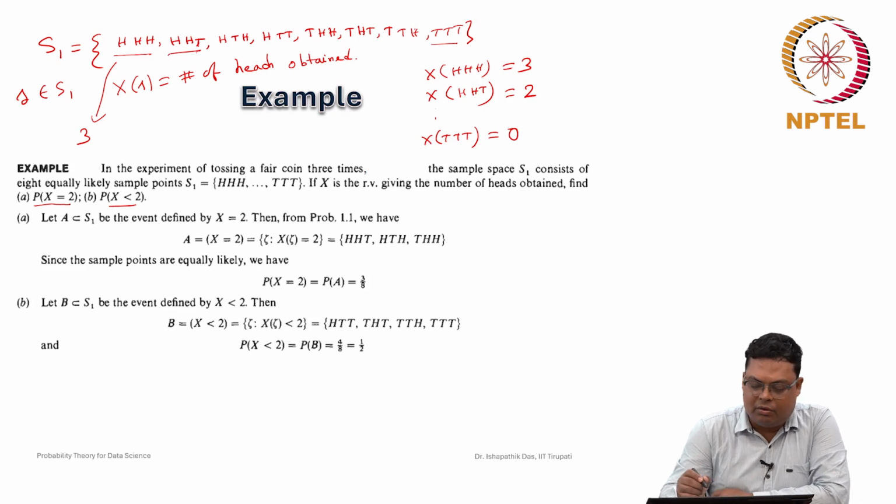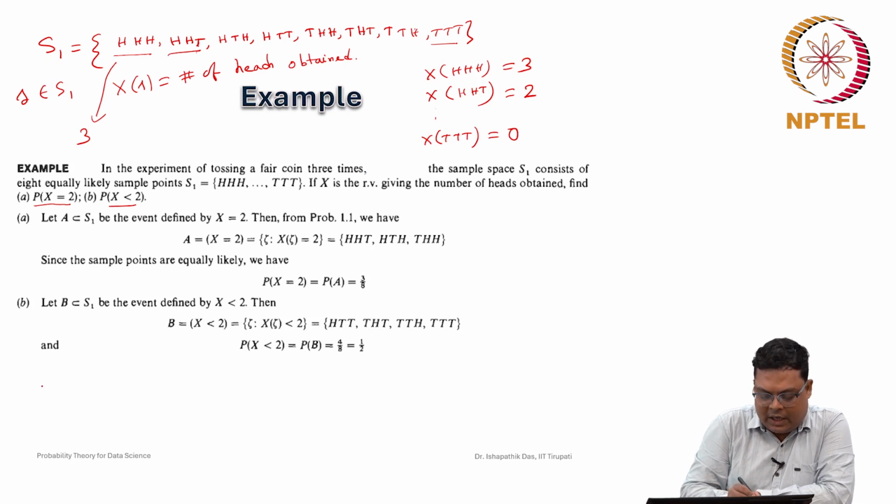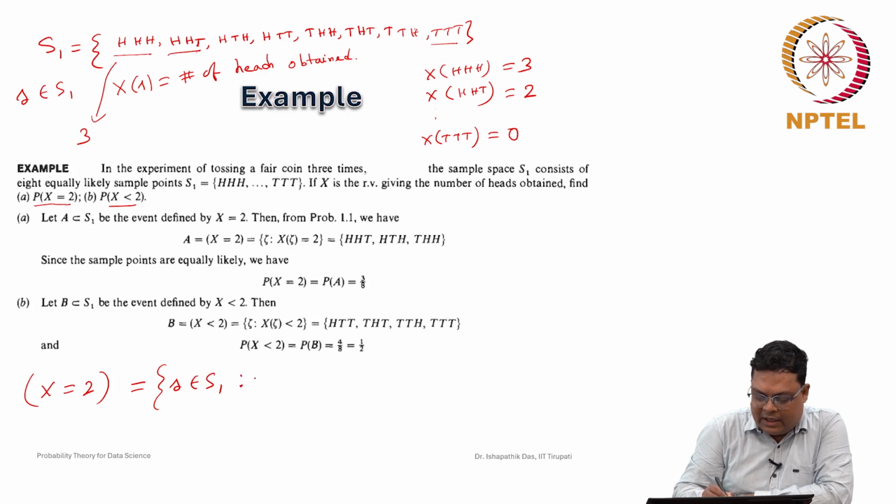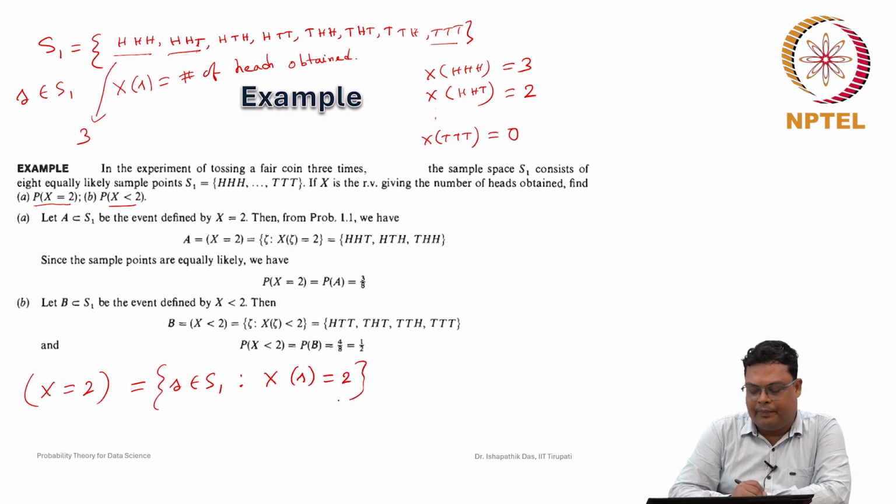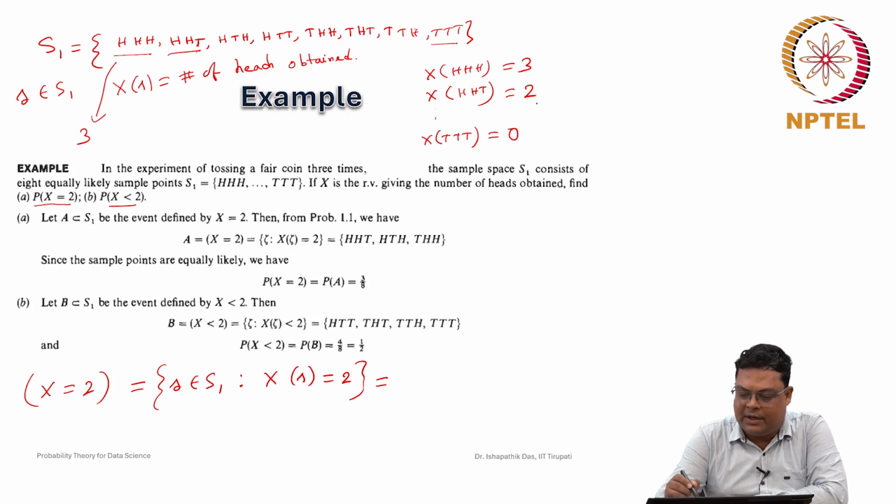We know this notation, we have already discussed it, but we will do it again. So, what is x equal to 2? Suppose we are doing x is equal to 2 first. It is nothing but all s belonging to the sample space S1 satisfying the relationship x of s is equal to 2. So, now we know all the values. What are the points satisfying x equal to 2?